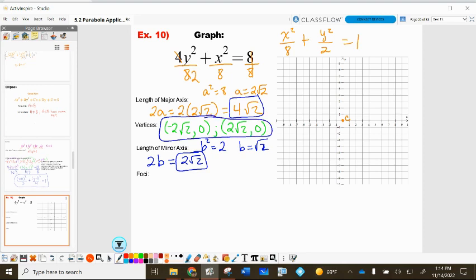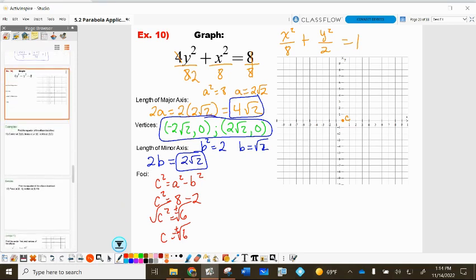Okay, then the last thing they ask for, they ask for the foci. Okay, so our formula for foci is that c squared equals a squared minus b squared. Okay, again, it looks like Pythagorean theorem, but it has a minus in between. All right, so c is the distance from the center to the focus, and we don't know what that is, so that's what we're solving for. I know that a squared, I can see it right there in my denominator, was 8, minus b squared, in my denominator, is 2, so c squared equals 6. Undo the square with square root, so c equals plus or minus the square root of 6.